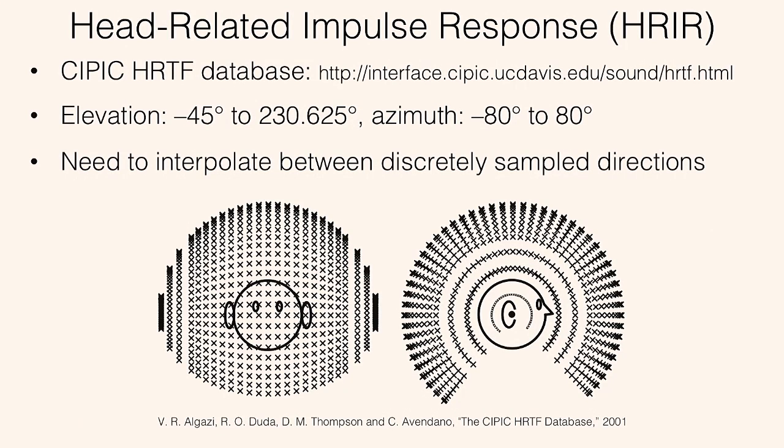Luckily for us, there's a database called the CIPIC HRTF database from UC Davis, which has already done most of this work for us. They have multiple different body shapes for dummies, and they've recorded elevations from negative 45 degrees to 230 degrees and azimuths from negative 80 to 80 degrees. You can kind of see the distribution of points in the figure over there.